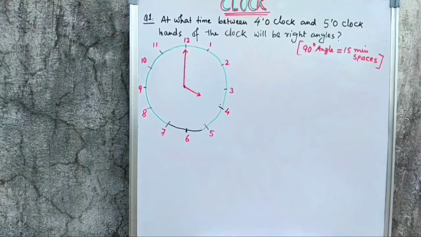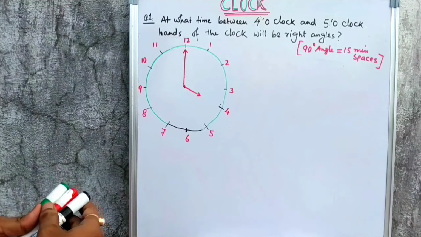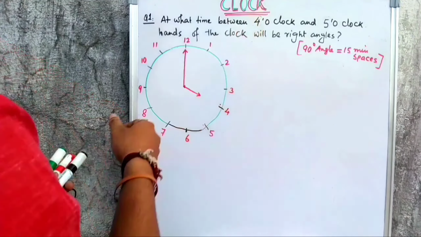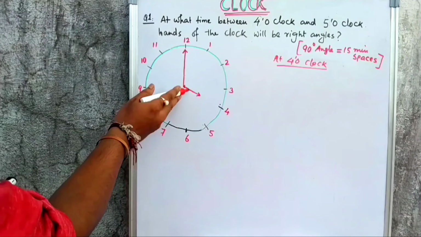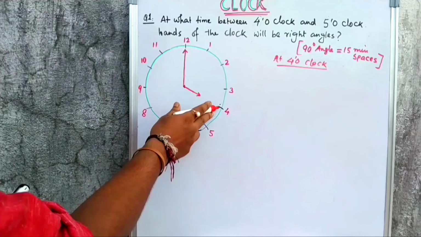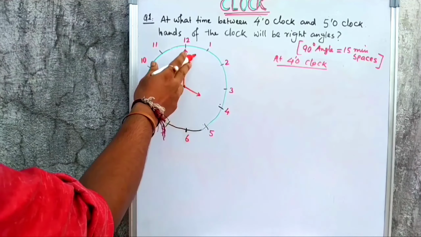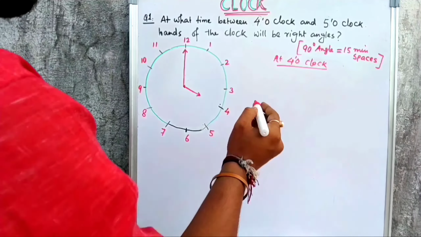So let's have a look at the first example. At what time between 4 o'clock and 5 o'clock will the hands of the clock be at right angles? So this is the first example. Between 4 o'clock and 5 o'clock, the starting time is 4 o'clock. At 4 o'clock you can see this is the arrangement. You know that the hour hand and the minute hand are occupying how many minutes? 5 plus 5 plus 5 plus 5, total 20 minutes.